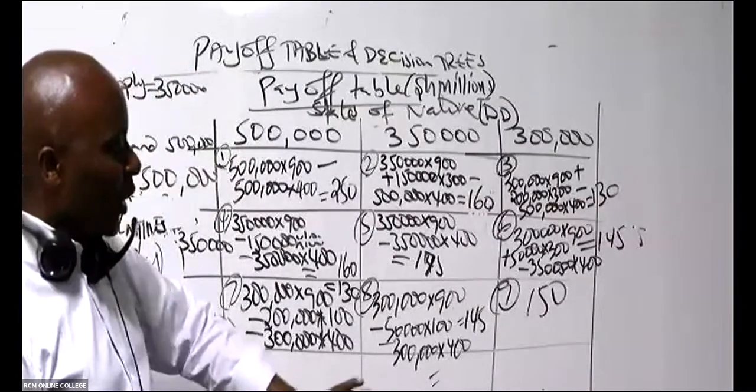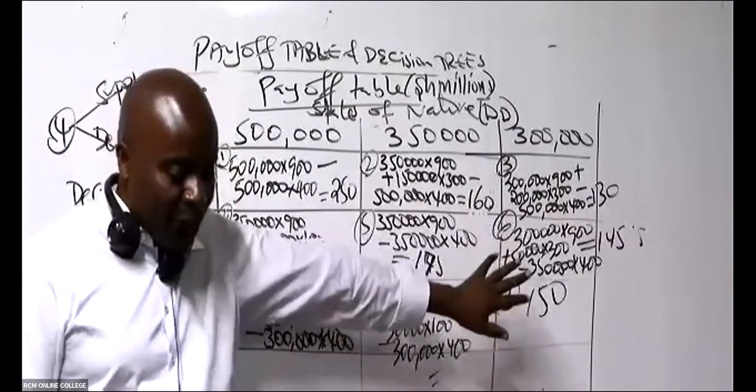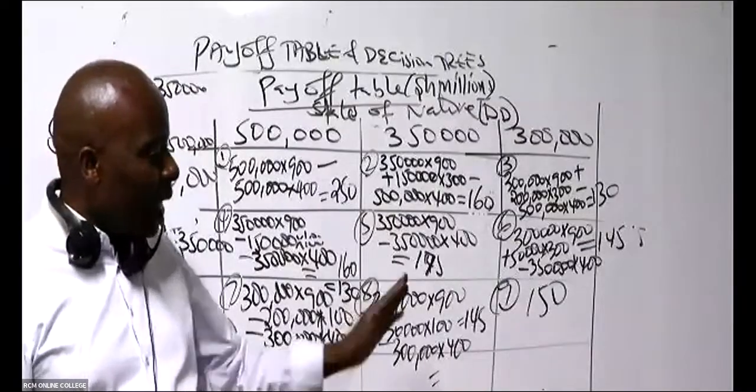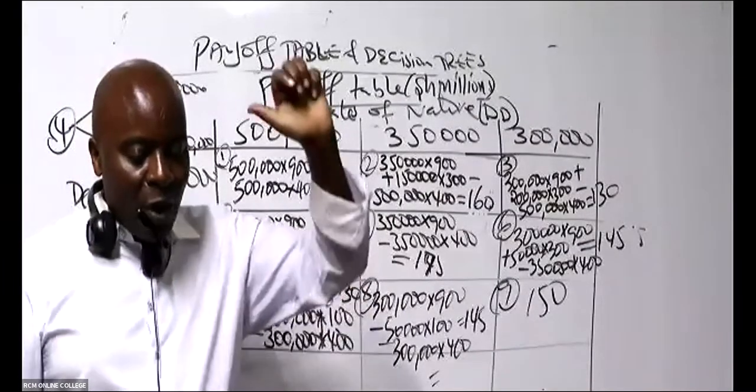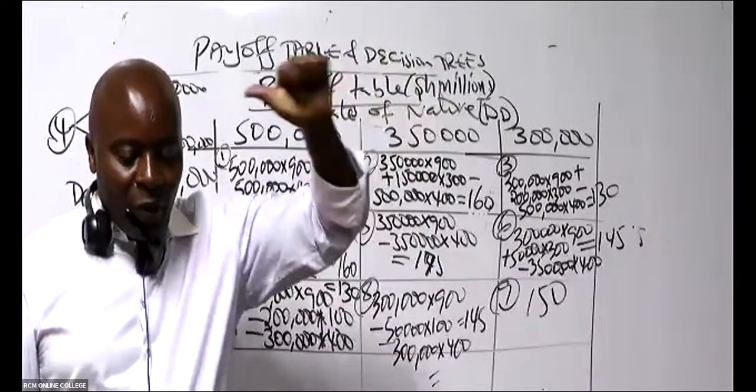Aya, kwanza hebu settle kwanza on number 9 before tuende back on number 6. Let's settle on number 9 kwanza. Is number 9 150 correct? Everybody?